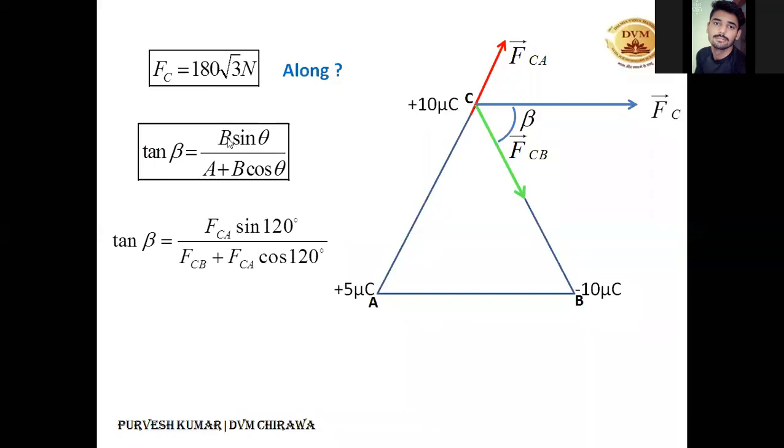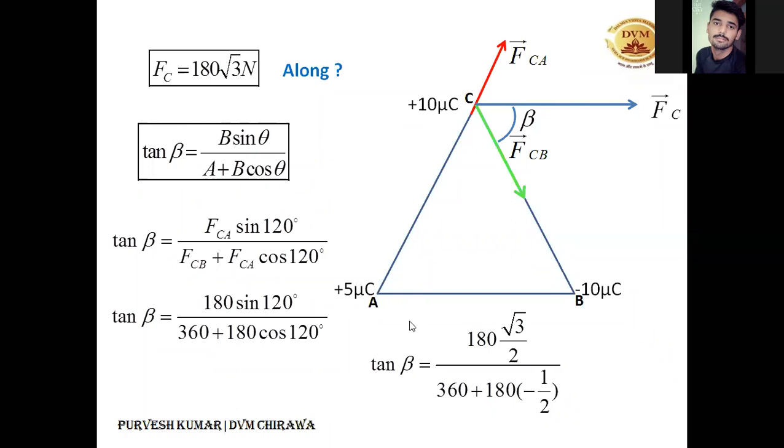Putting it over here, in place of b, I can write FCA. In place of a, I can write FCB. And in place of b again, I can write FCA. Theta is 120 degree. It comes out to be FCA sin 120 degree divided by FCB plus FCA cos 120. We know that sin 120 is root 3 by 2 and cos 120 is minus half. Putting up the values, FCA is 180, which we have found out earlier, and FCB was 360.